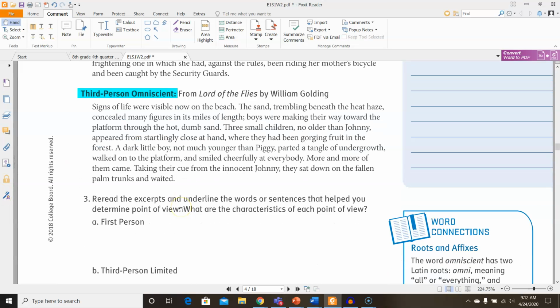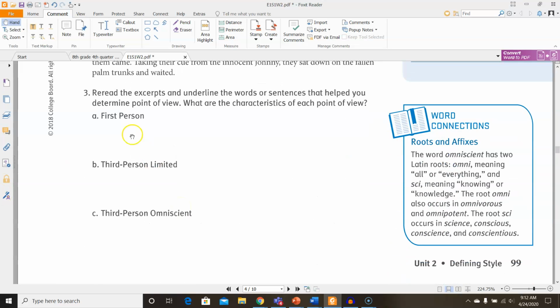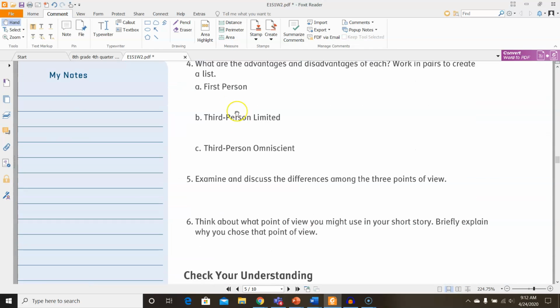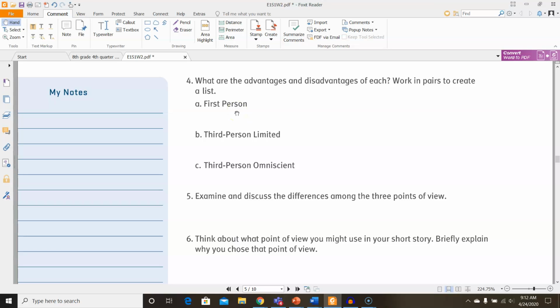Whoops, I accidentally just answered this for you. Reread the excerpts and underline the words or sentences that helped you determine point of view. What are the characteristics of each point of view? So list the characteristics that we just talked about under each of these. Then, come to number 4. What are the advantages and disadvantages of each?